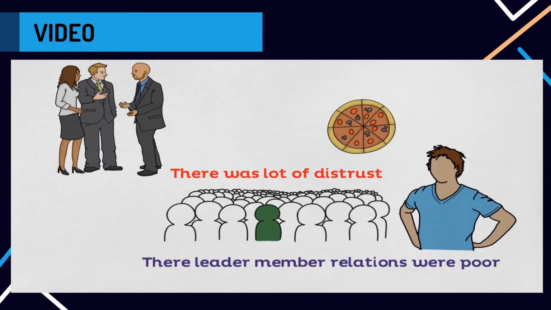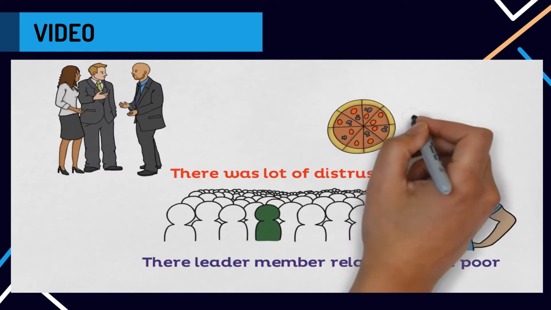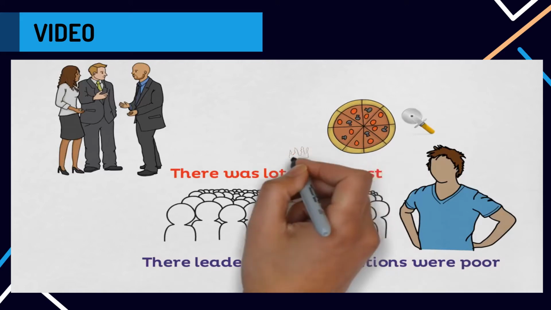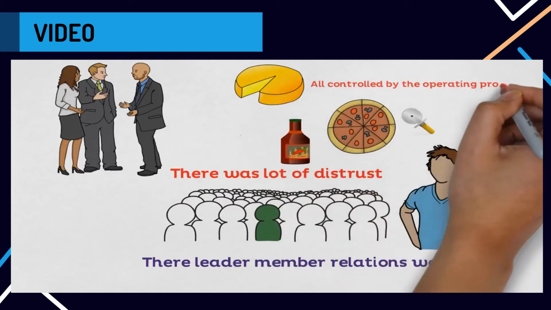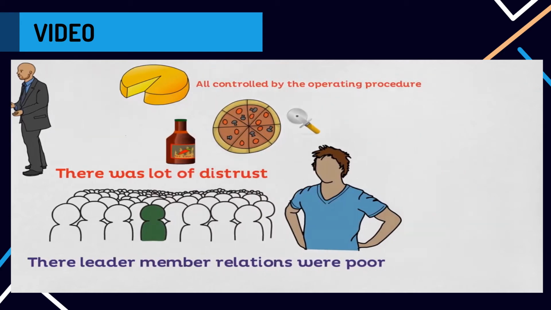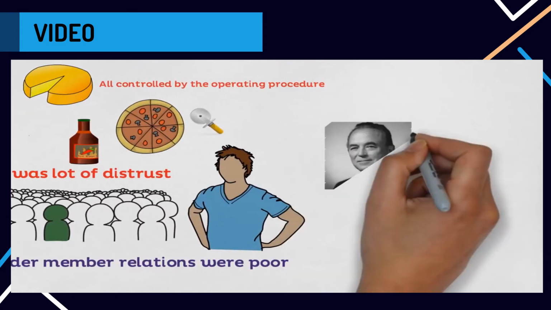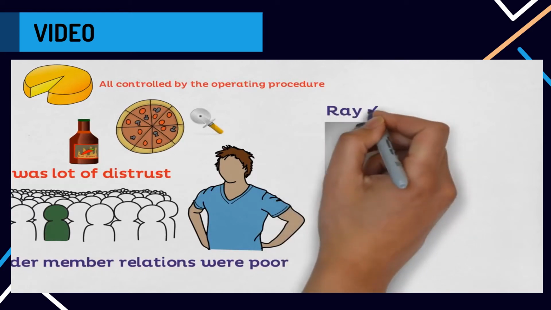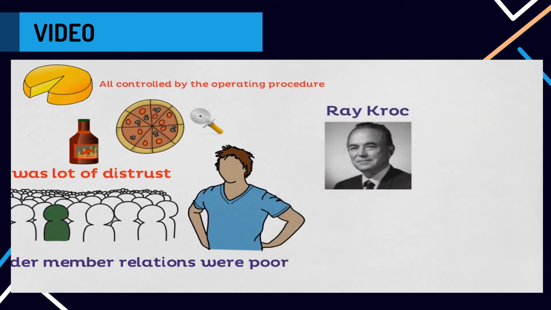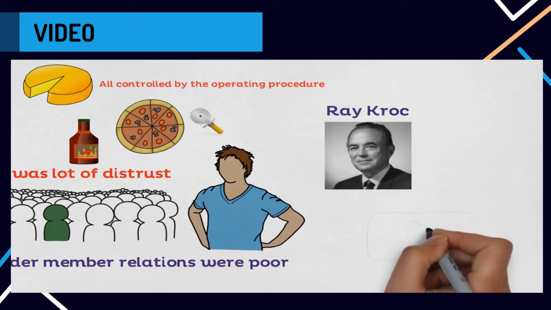The task at the pizza store was very well structured. The size of the pizza, the sauce, the cheese, the toppings were all controlled by operating procedures. I cannot wait to divulge the details that this was due to a revolutionary technique introduced by one of my mentors, Ray Kroc.